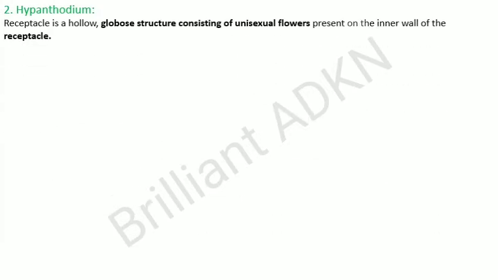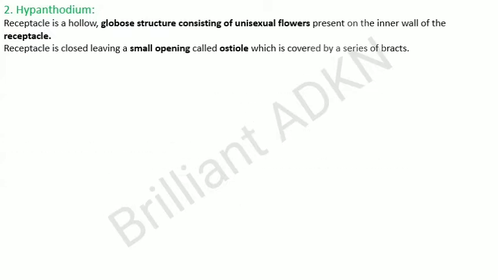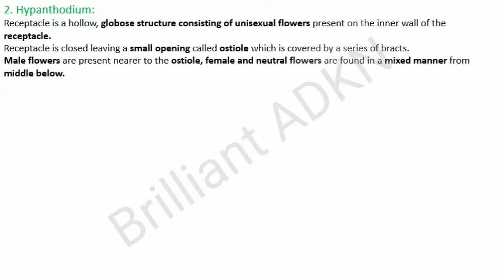Next topic is Hypanthodium. Receptacle is a hollow globular structure consisting of unisexual flowers present on the inner wall of the receptacle. Receptacle is closed, leaving a small opening called ostiole, which is covered by a series of bracts. Male flowers are present nearer to the ostiole. Female and neutral flowers are found in a mixed manner from the middle below. Example, Ficus species such as banyan, fig and peepal.